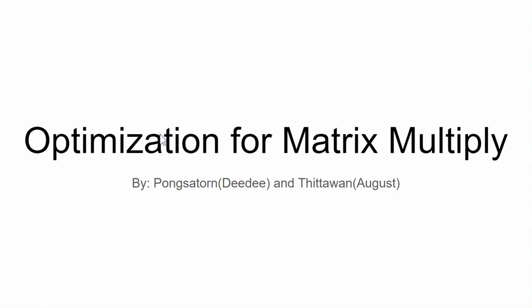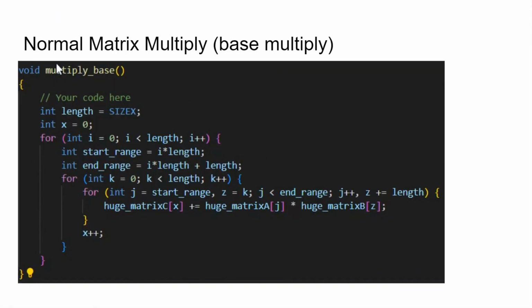Today we're going to talk about optimization for matrix multiply. So first of all, this is how you do normal matrix multiply in C, in other words, the base multiply.